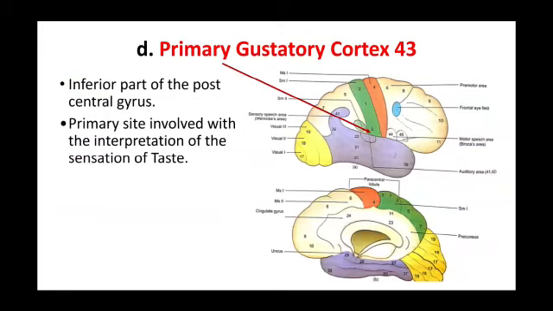Next we have the primary gustatory cortex, or area number 43. This is located in the inferior part of the post-central gyrus. It is the primary site involved with interpretation of the sensation of taste. So with this we have completed the parietal lobe.